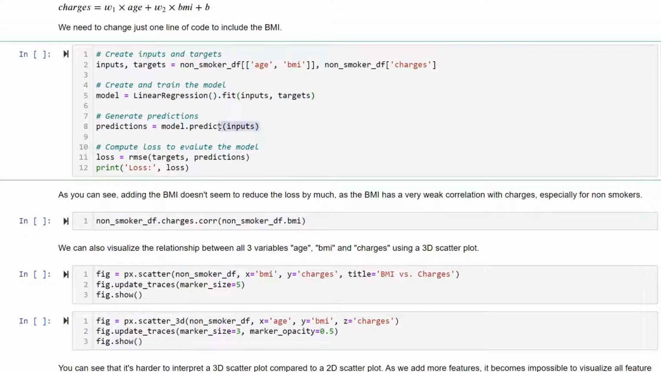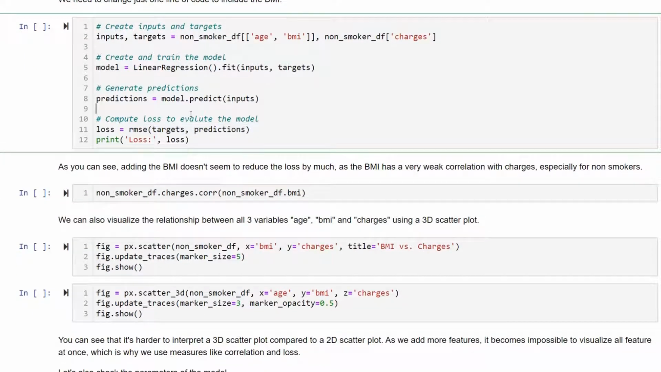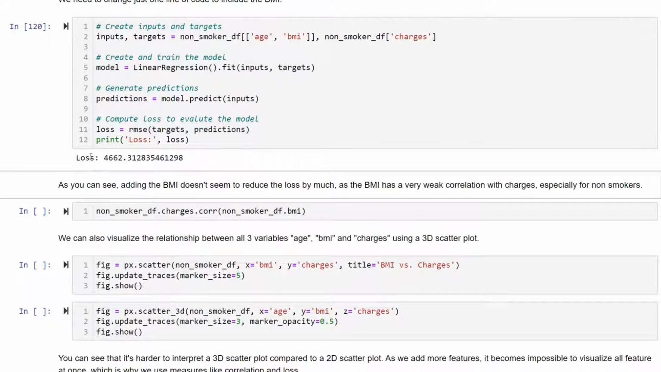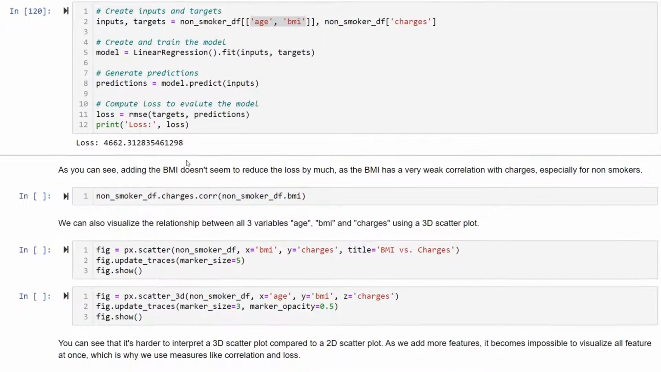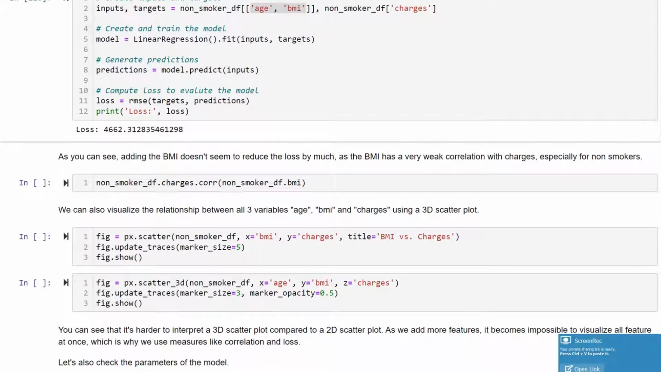I am going to fit the model, fit the inputs and targets, then predict the inputs, and choose the root mean square error for the targets and predictions. When I run the code, after giving the two features to our model, the loss is 4662. As you can see, adding BMI doesn't seem to reduce the loss much, as BMI has a very weak correlation with the charges, especially for non-smokers.